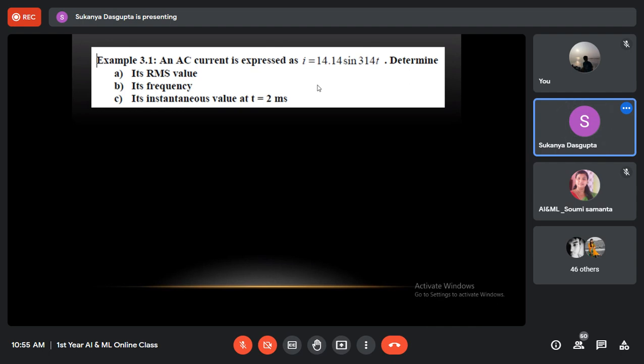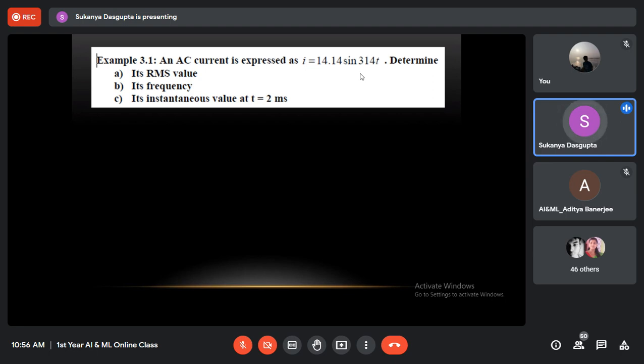Can anyone tell me how to calculate the frequency of a signal whose mathematical expression is given? 314 by 2 pi. Okay, so this 314 is nothing but omega, the angular frequency, because we express alternating voltage or current signal as either Vm sin omega t or Im sin omega t respectively. This is a current signal, so definitely this will be Im sin omega t. So this 314 is omega, and omega is 2 pi f. So 2 pi f equals 314. That means the frequency f is 314 by 2 pi.